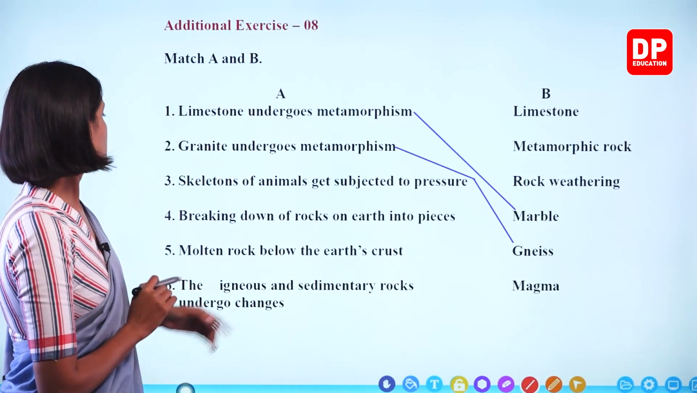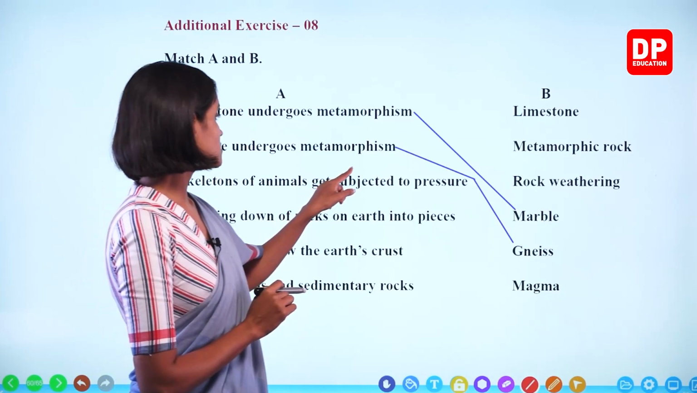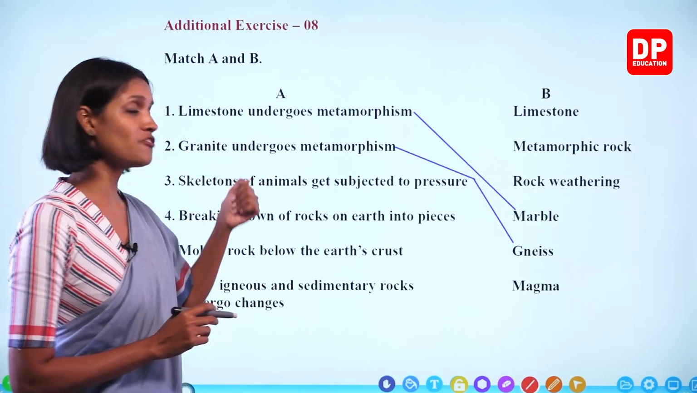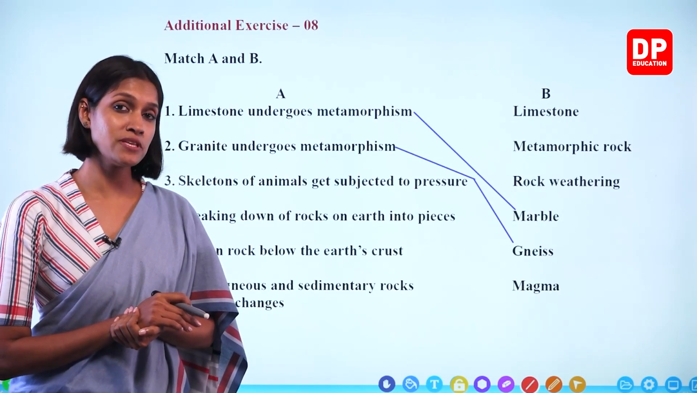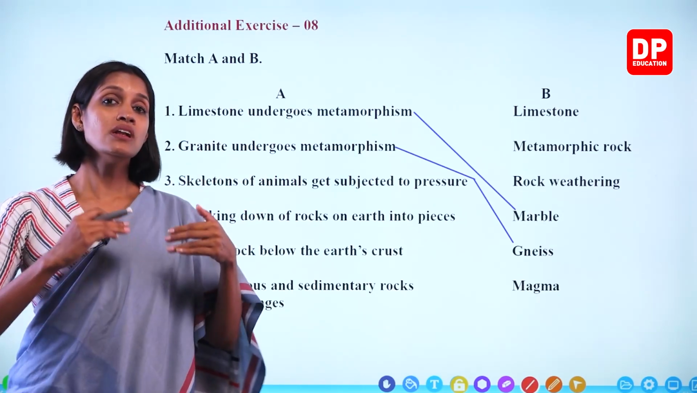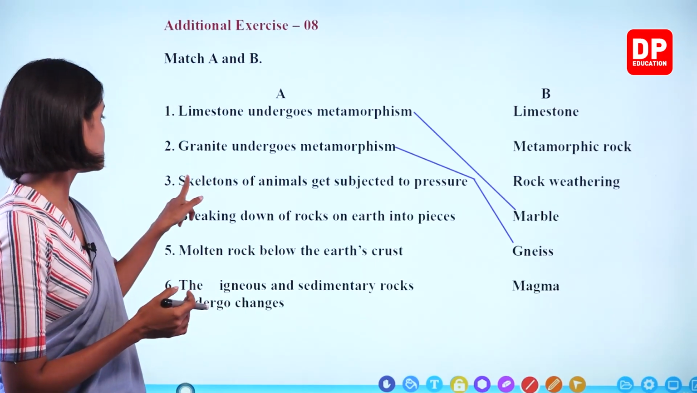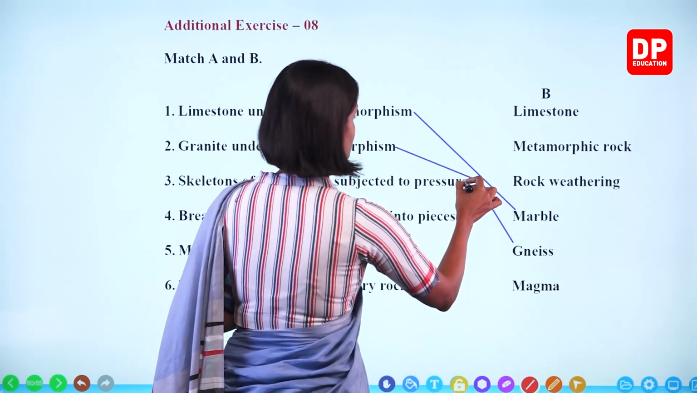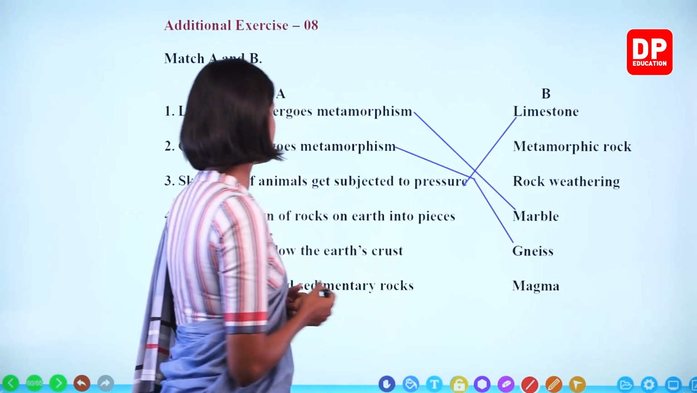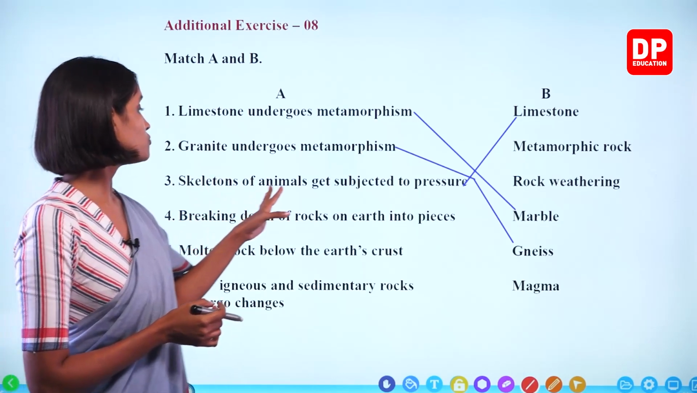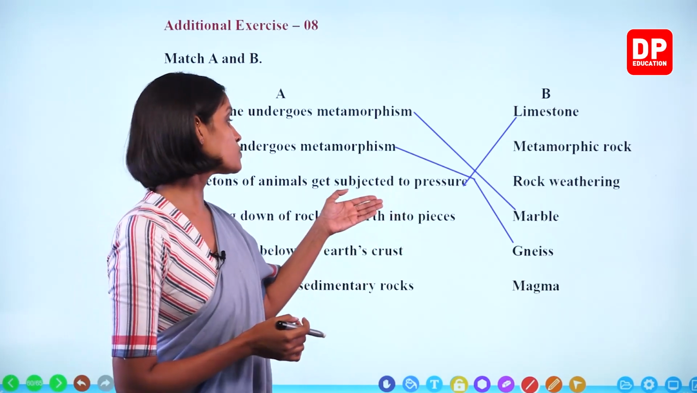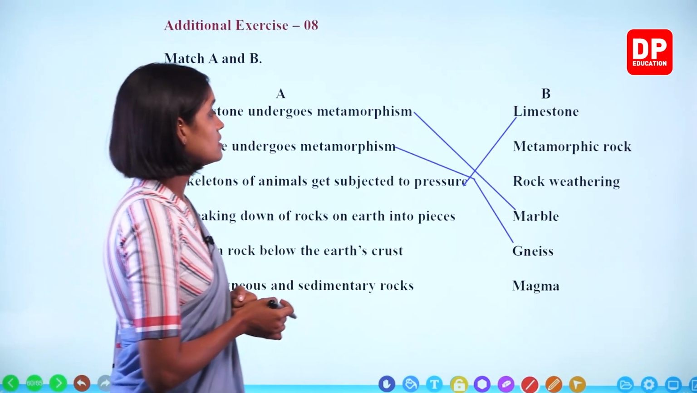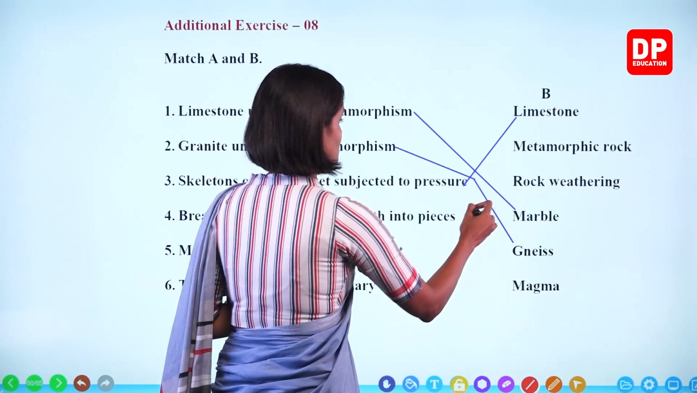Right, children? Skeletons of animals get subjected to pressure. What happens, children? Due to this pressing down of skeletons of animals, what happens, children? As it contains calcium, limestones are formed, okay? Skeletons of animals get subjected to pressure and form what? Here, limestone. Number 4, breaking down of rocks on earth into pieces. What is this process called? This is known as weathering of rocks or rock weathering. Rock weathering is here.